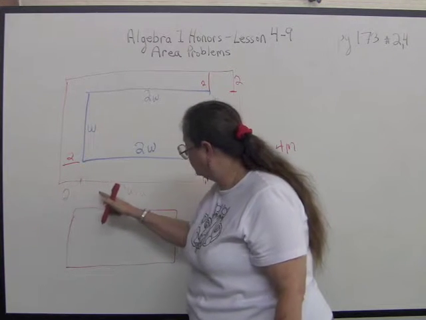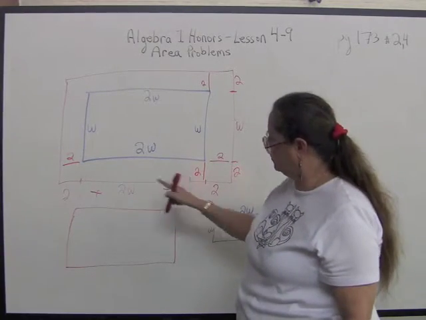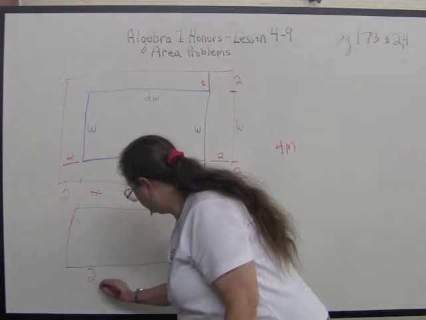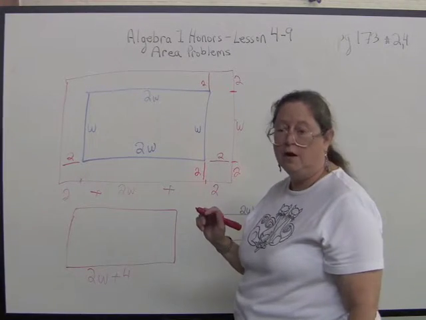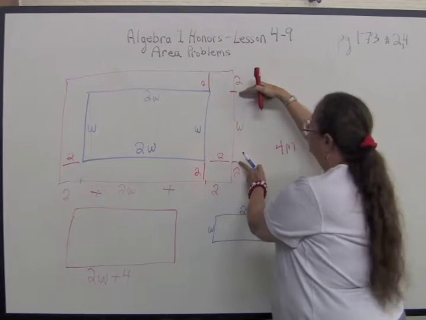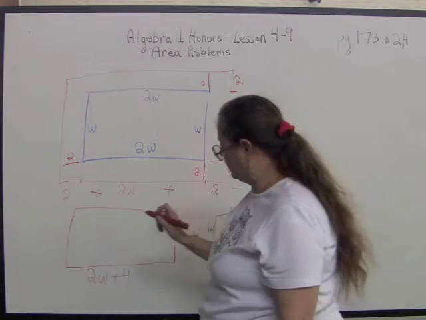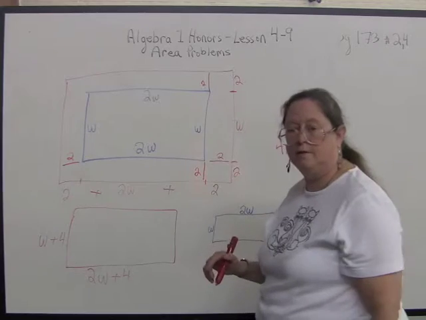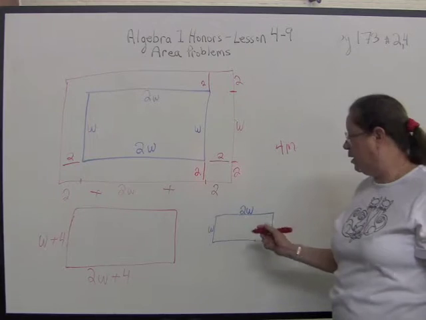Well, it's 2 plus 2W plus another 2. 2 plus 2 gives me 4. So the length of my red rectangle is the 2W plus the 4 that it was increased. And the width is the W plus 2 plus 2. W plus 2 plus 2 is W plus 4. Okay?